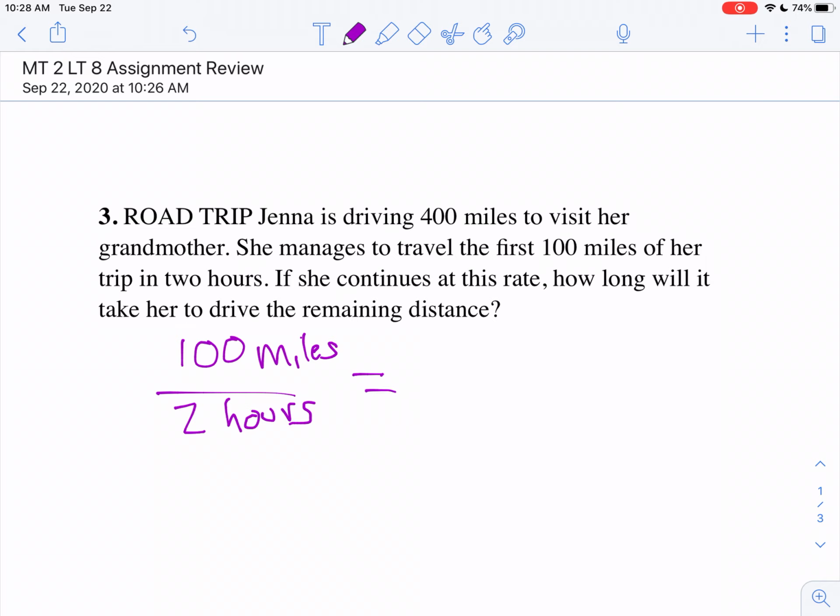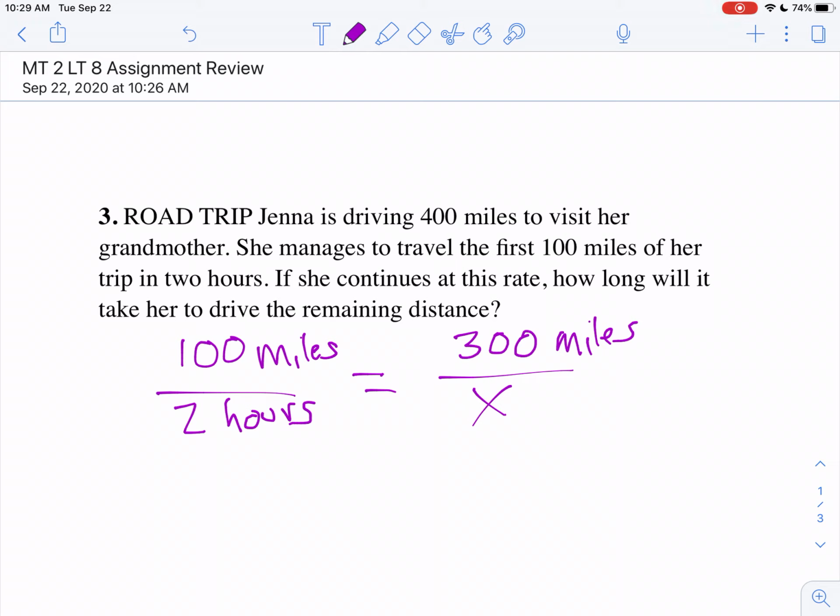Well, how many miles does she have left? If she has to drive 400 and she drove 100, how much is left? So you have 300 miles left. And then we don't know what that time is. Let's call that x.